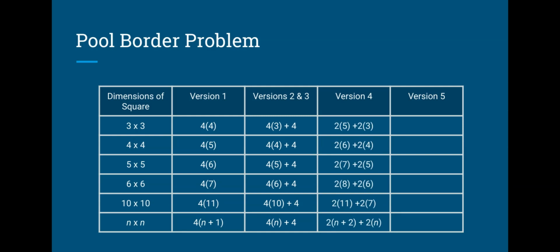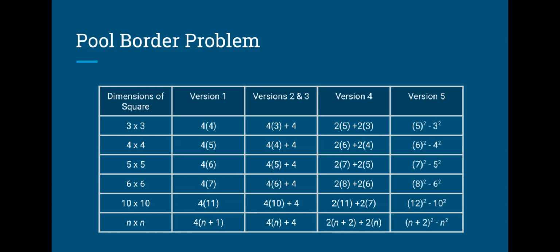When we look at version 4, some of the same patterns start to occur. We started with 2 times 5 plus 2 times 3, and when we moved to a 4 by 4, we would see a 2 times 6 plus a 2 times 4. And when we go to a 5 by 5, we saw 2 times 7 plus 2 times 5. And if we keep going with that, one of the things we'll notice is that within the first set of parentheses, we always have 2 more than whatever the dimension of the square is. And in the second set of parentheses, we always have exactly what the dimension of the square is.